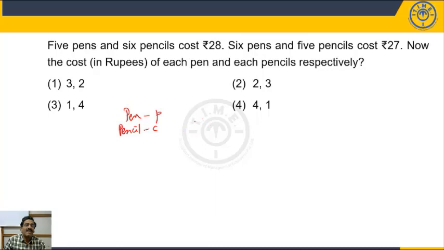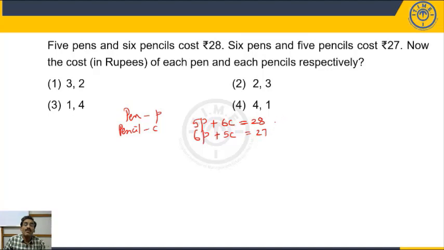So first time they gave us the cost of 5 pens and 6 pencils. If one pen costs p, 5 pens cost 5p. If 1 pencil costs C, 6 pencils will be 6c. So according to us, the total cost? 5p plus 6c. That is given as 28 rupees. Next time, what does he say? 6 pens and 5 pencils cost is 27 rupees. So 1 pen if it is p, 6 pens will be 6p. 1 pencil if it is C, 5 pencils will be 5C. So the equation will be 6p plus 5c is equal to 27.